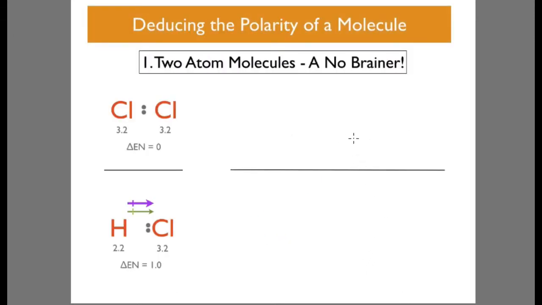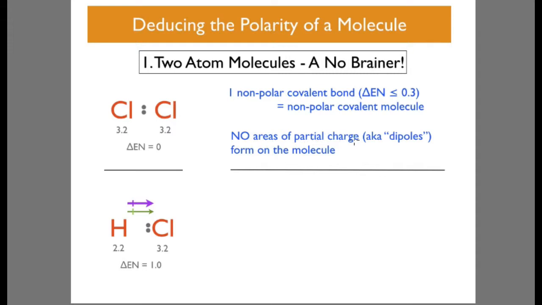To deduce the polarity of a molecule, for two-atom molecules, it's fairly straightforward. Non-polar covalent bonds have an electronegativity difference of below 0.3, okay? So there are no areas of partial charge. There are no dipoles formed on the molecule. With polar covalent bonds, when there's a difference in electronegativity between the two atoms of between 0.3 and 1.7, then we get a polar covalent molecule.